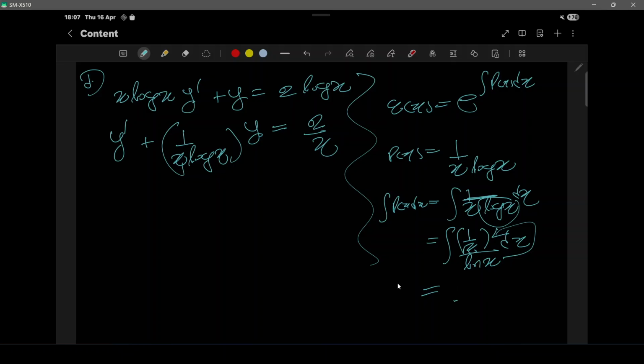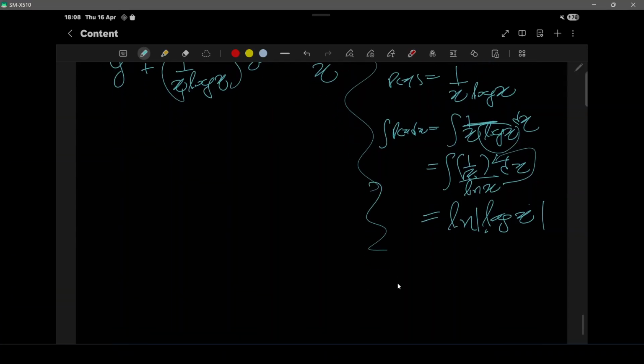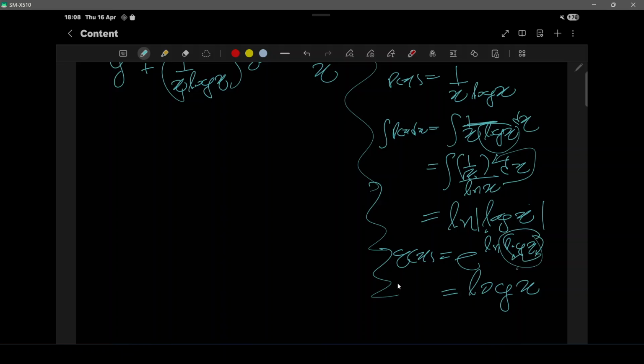So we can write it like ln x. Oh, in here they are given like log x, so ln log x. So we're fine. So the integration factor is e to the power ln log x. I tell you, e to the power ln something means the answer is this function right there.